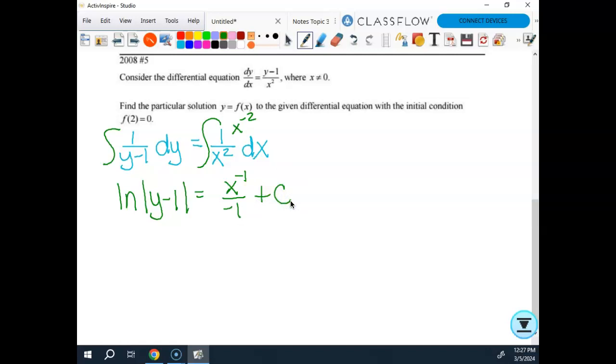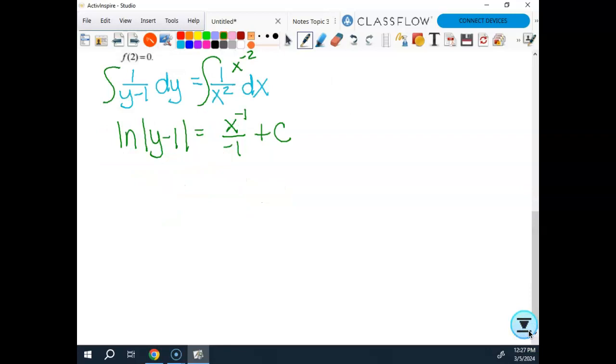Everybody okay with that? All right, now, I've got a log in this. I've separated, I've integrated, I have my constant of integration. That is 3 points right there. 3 of my 5. Have we done anything crazy hard yet? No. So don't get to 1 and just start overthinking.